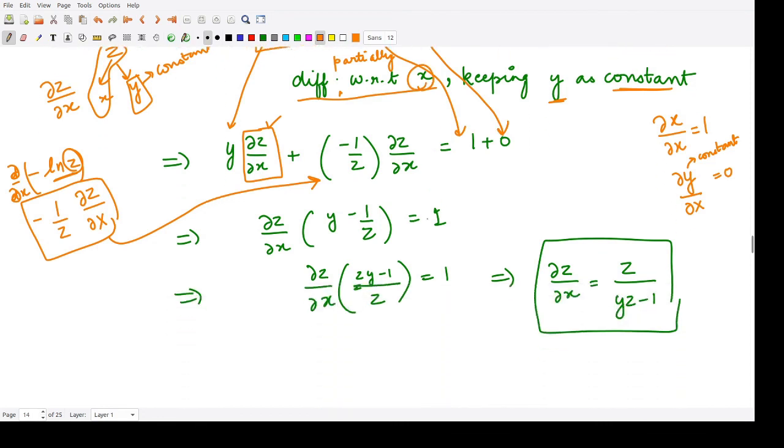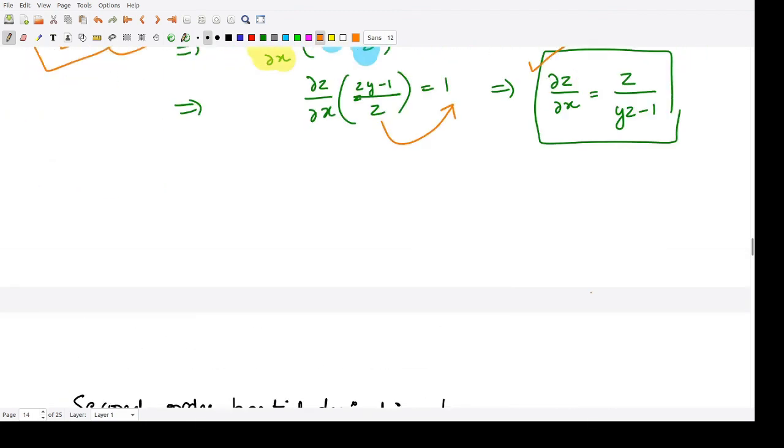Now you can simplify this, because in the question we are asked to find del z by del x. So we separate out del z by del x, and we are left with the term y, that is over here, and minus 1 by z, that is over here, and in the right hand side you have 1. Now you could take the LCM, so it would be zy minus 1, and then you could shift this whole term to the right hand side. So the value of del z by del x is equal to z divided by yz minus 1.